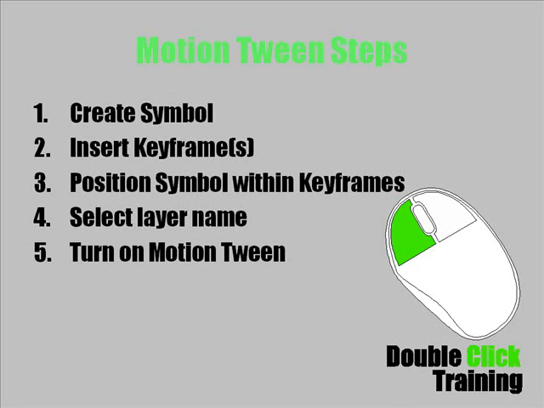So better off just to create your own symbol rather than have Flash create them for you. But that's a step that I forgot quite a bit. But if we follow these 5 little steps, we'll be able to create our motion tweens. We're going to head back into Flash and we'll take a look at this in action. We'll go through these 5 steps and we'll create our first motion tween.